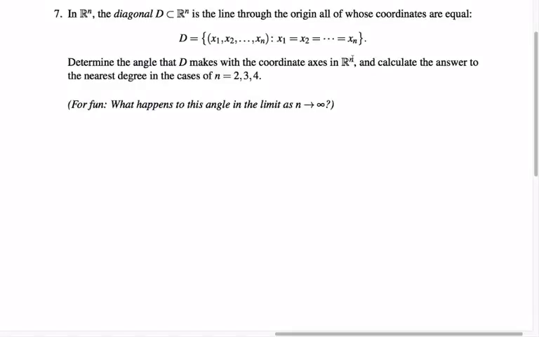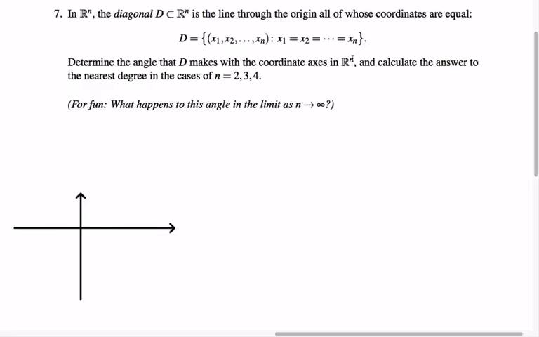So, in question 7, what I asked you to do was to compute an angle. It's the angle that the diagonal set in n-dimensional Euclidean space makes with the coordinate axes in Euclidean space. So let's just quickly sketch the picture for 2 dimensions and for 3 dimensions.